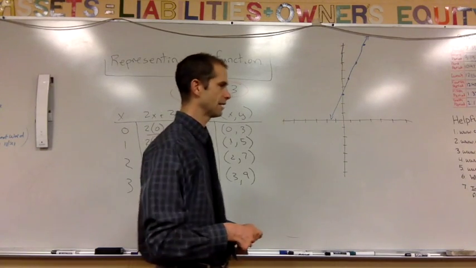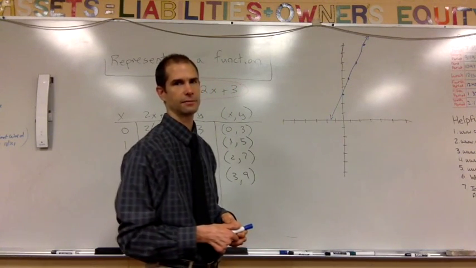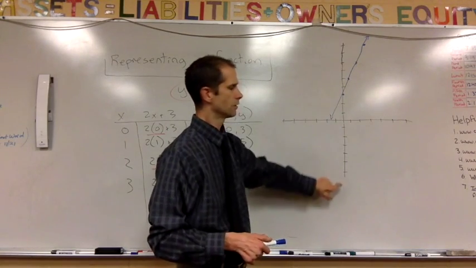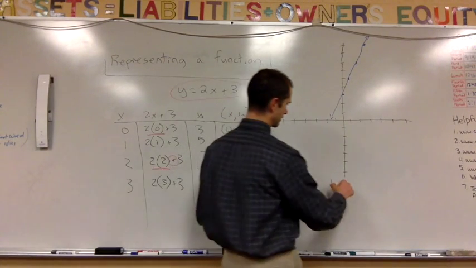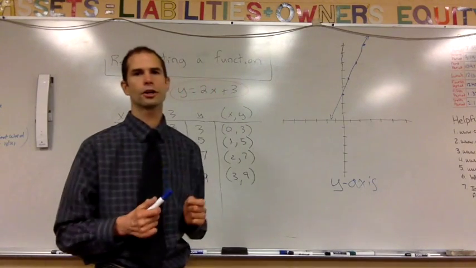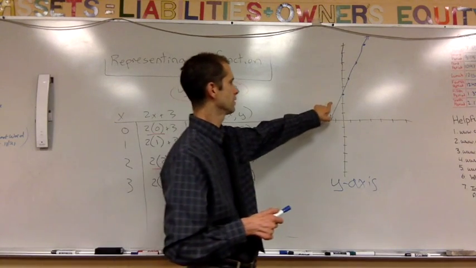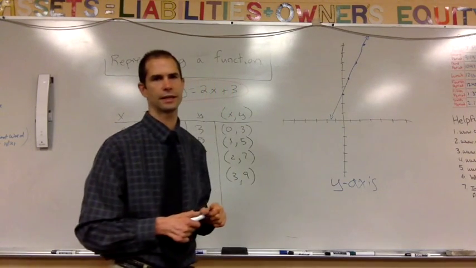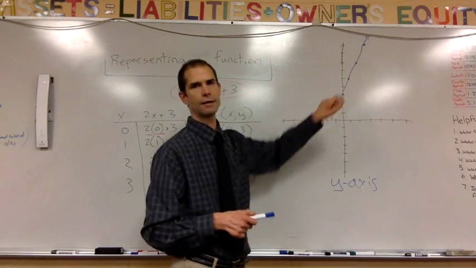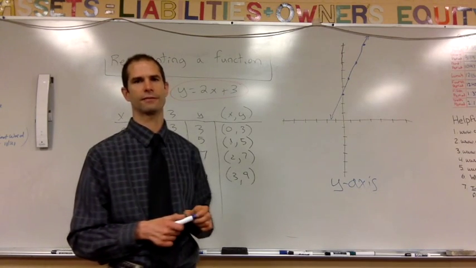And the way we do that is we look at our graph and we put a vertical line on it. In this case, we're just going to use the y-axis. The y-axis is a vertical line. The vertical line must pass through the line that our function created or that our equation created. If the vertical line passes through one and only one time, then we have a function.